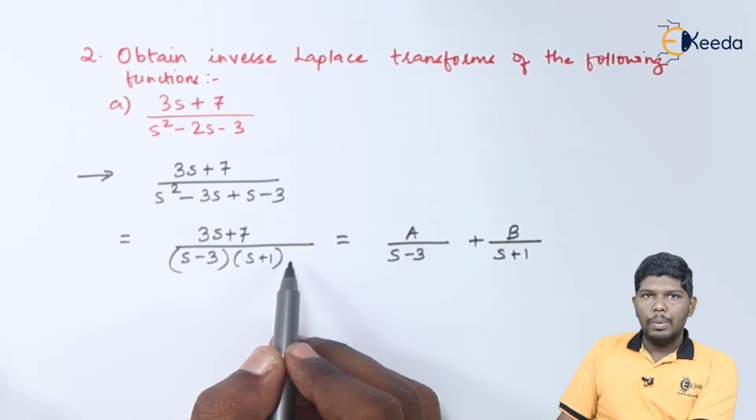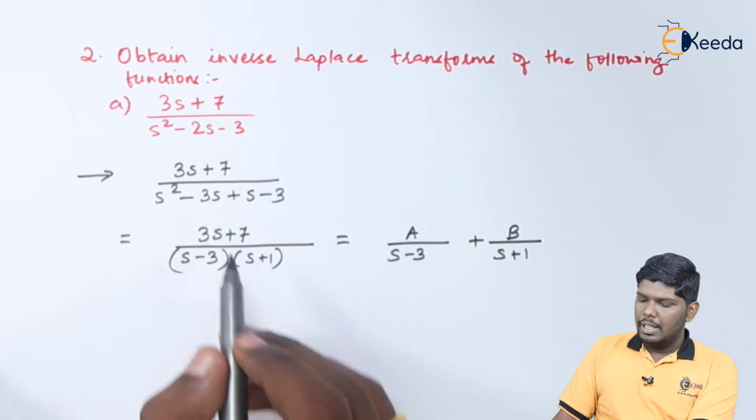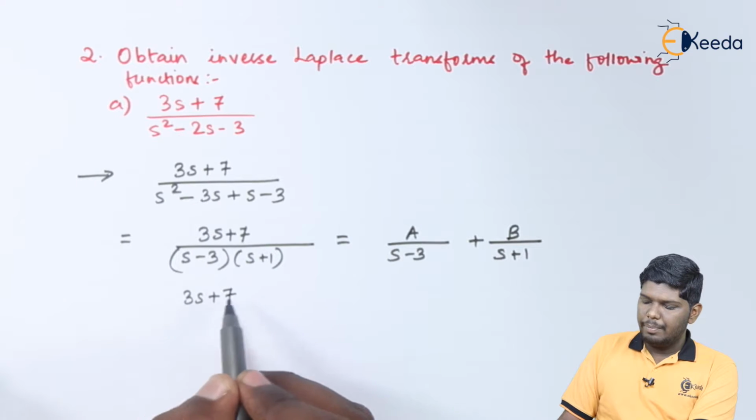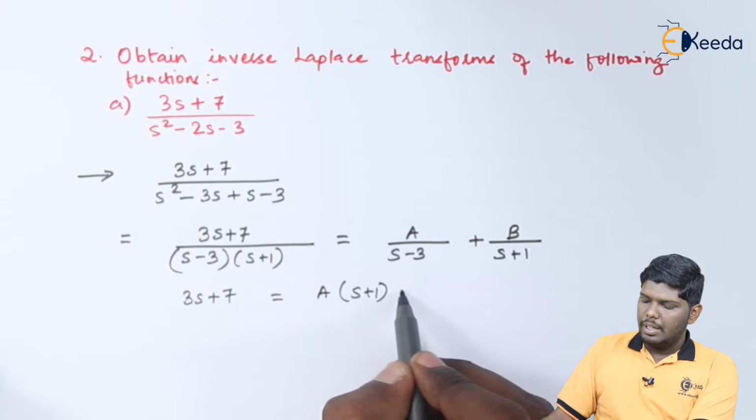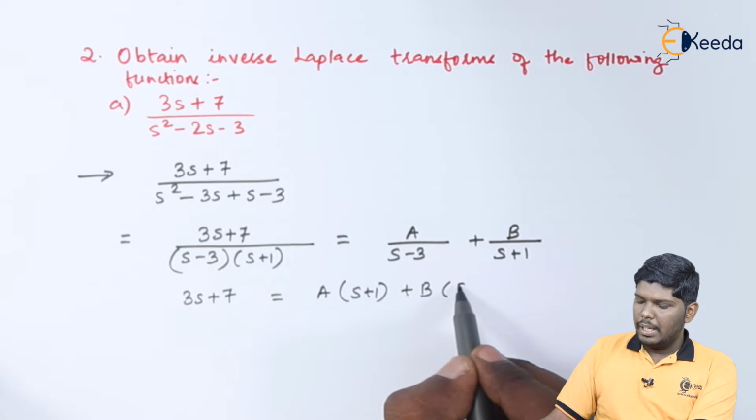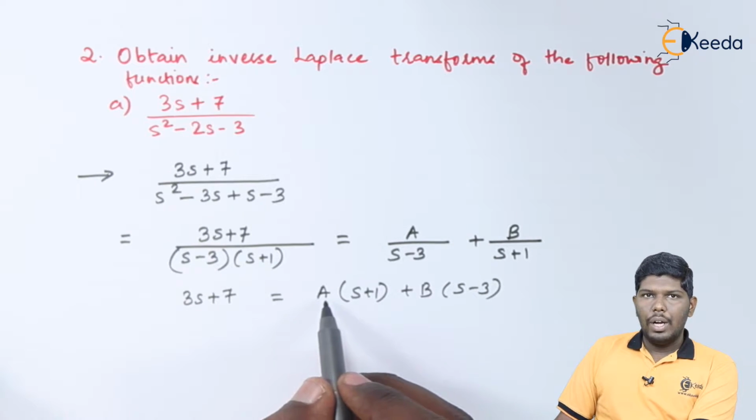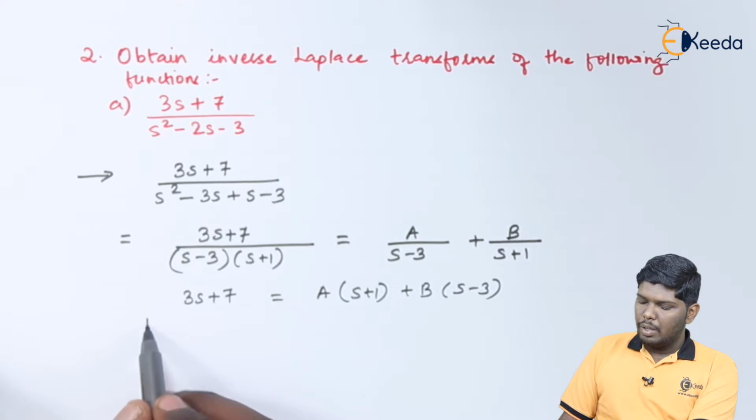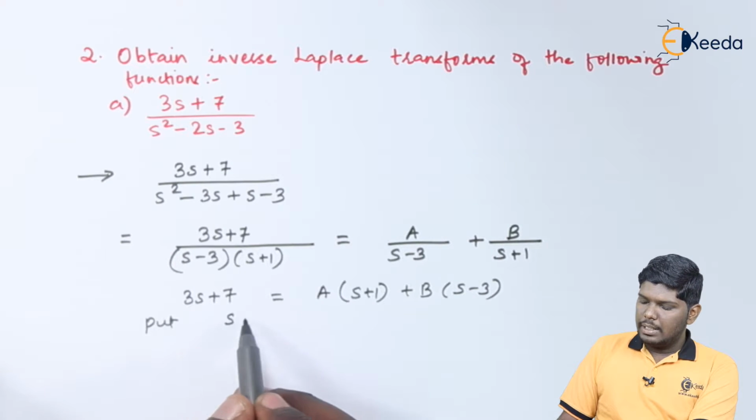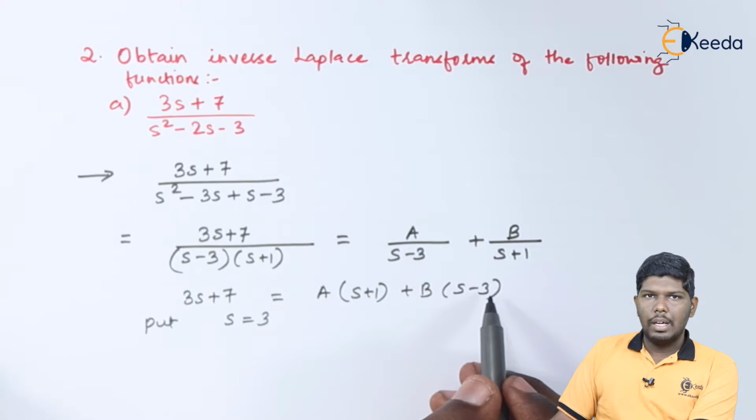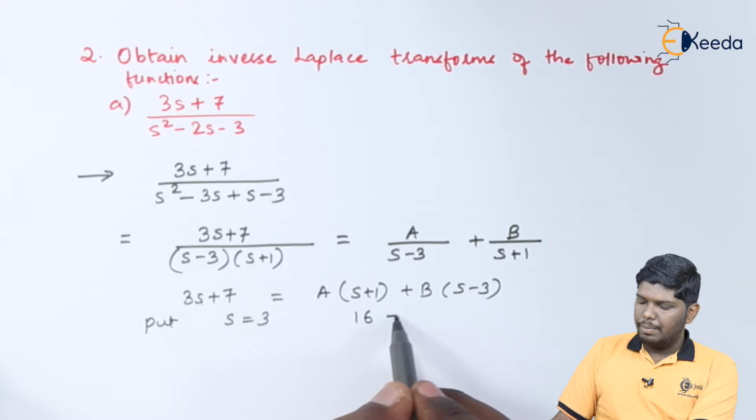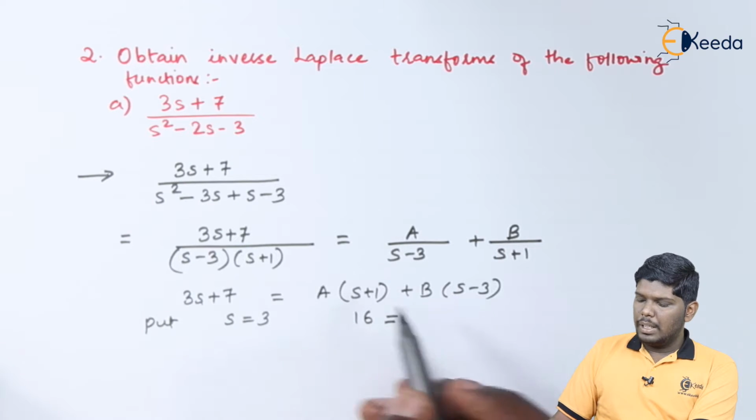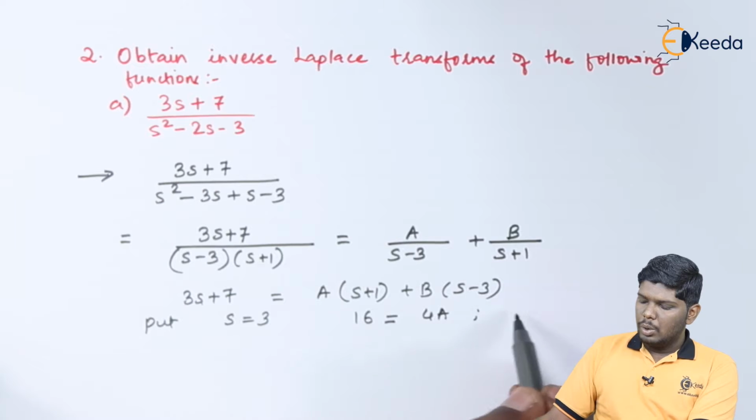For that, we need to multiply the denominator on both the sides. This will give you numerator on the left hand side. On the right hand side, with a we have s plus 1, and with b we will have s minus 3. So to find the value of a, we need to make this bracket 0. For that, you can put s as 3, as 3 minus 3 will become 0, and here we have 3 3s are 9, 9 plus 7 will give you 16. On the right hand side, 3 plus 1 will give you 4a. So the value of a will be equal to 4.